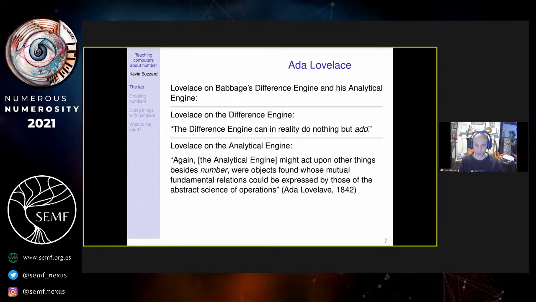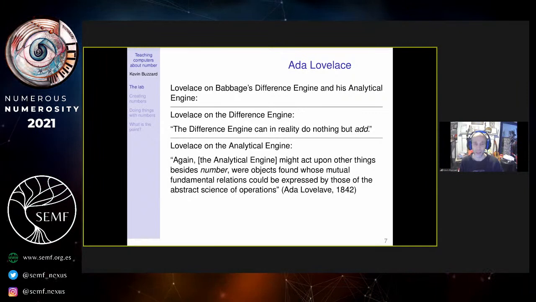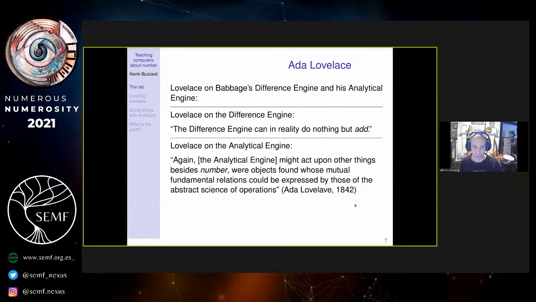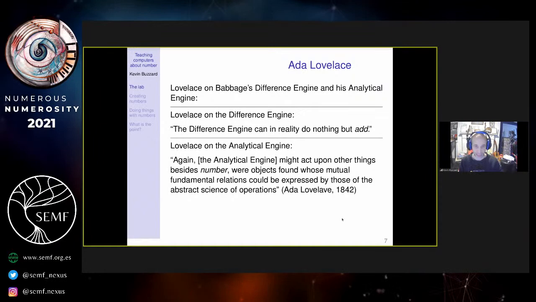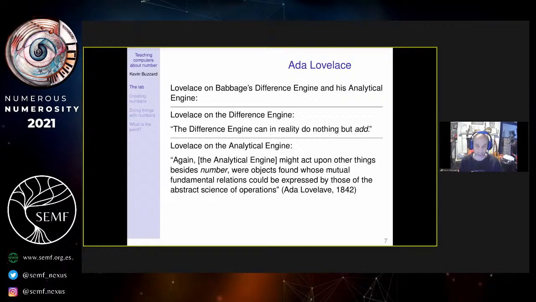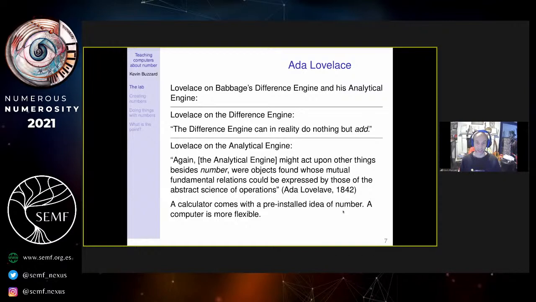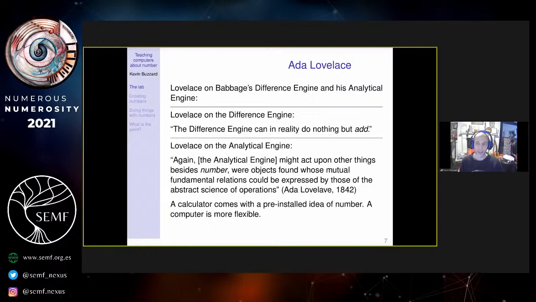She wrote a function where you input a number n and it outputs the nth Bernoulli number. So she wrote a function that computed some numbers. And this function never ran because the computer it was made for was never built. But she began to understand that perhaps number wasn't the most fundamental thing. And in our lab, Lean is a functional programming language. The fundamental object is a function. Types and functions are the fundamental things. And we're going to have to build numbers from scratch, you see. That's where we're going. A calculator comes with this pre-installed idea of numbers, but a computer is actually more flexible. So we don't necessarily need numbers to be doing computing.